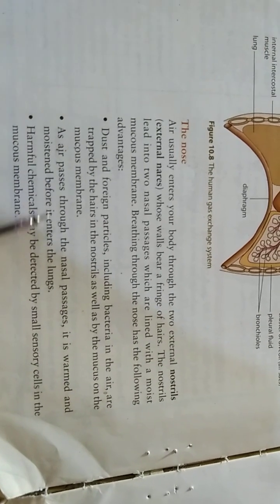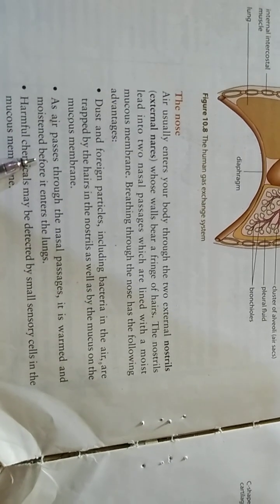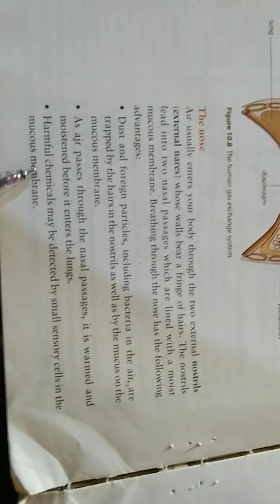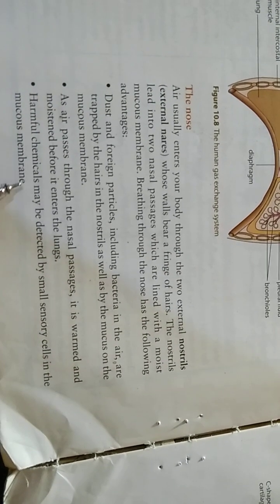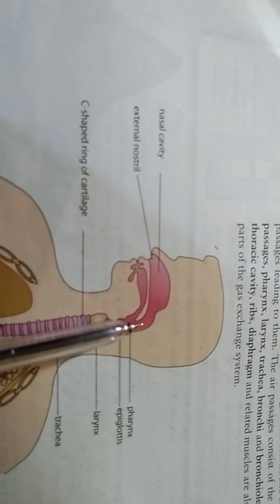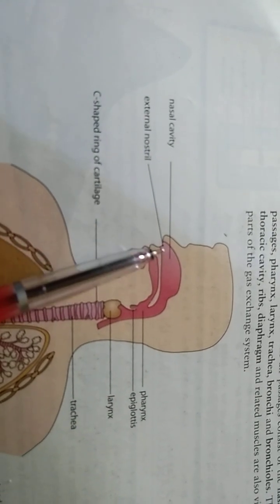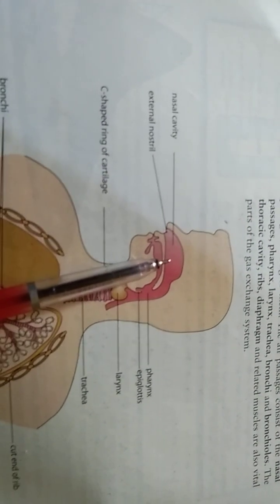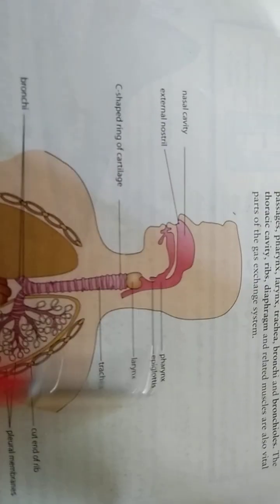As air passes through the nasal passage, it is warmed and moistened before it enters the lungs. Harmful chemicals may be detected by small sensory cells in the mucous membrane. Here the mucous membranes are present. Air enters through the external nostrils, and the mucous membrane is also present, whose function is to trap the bacteria which are present in the air.